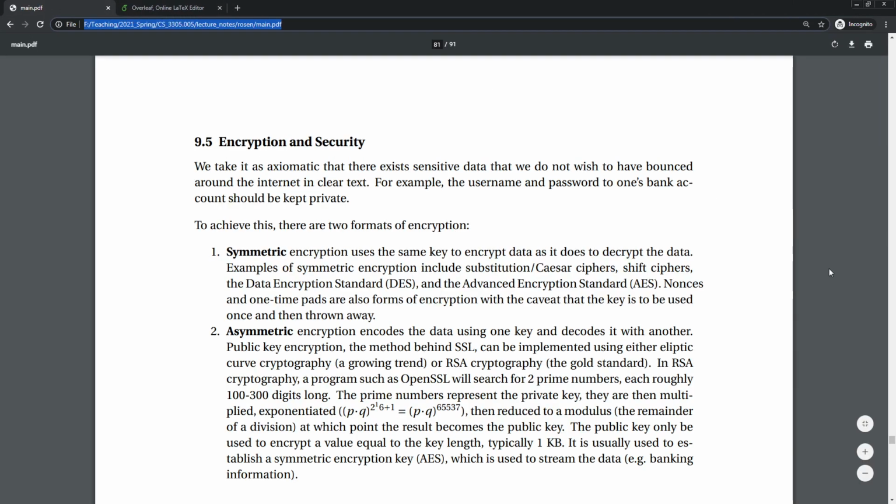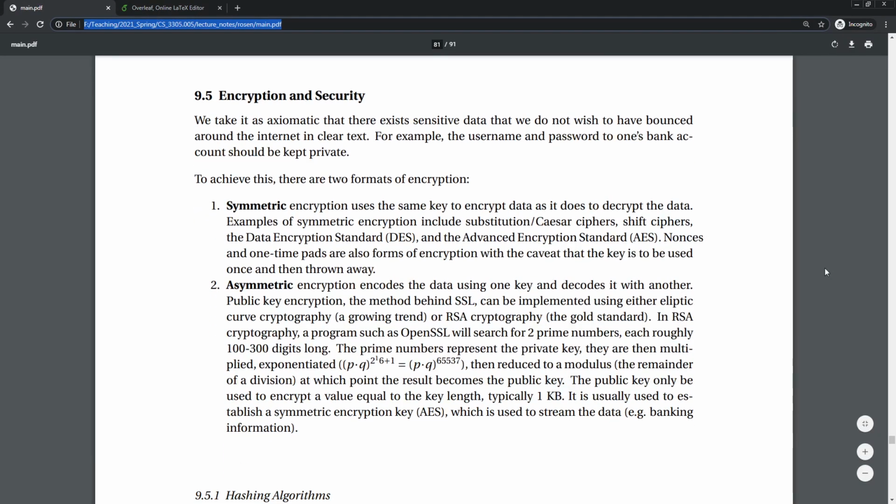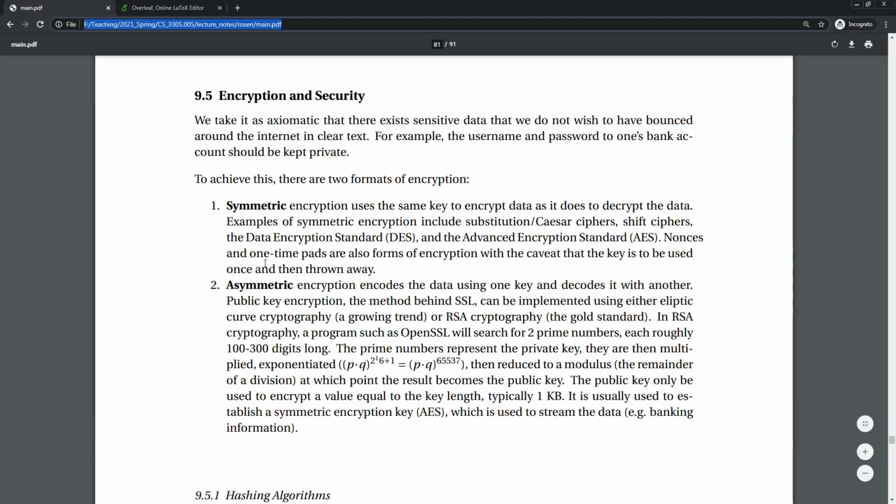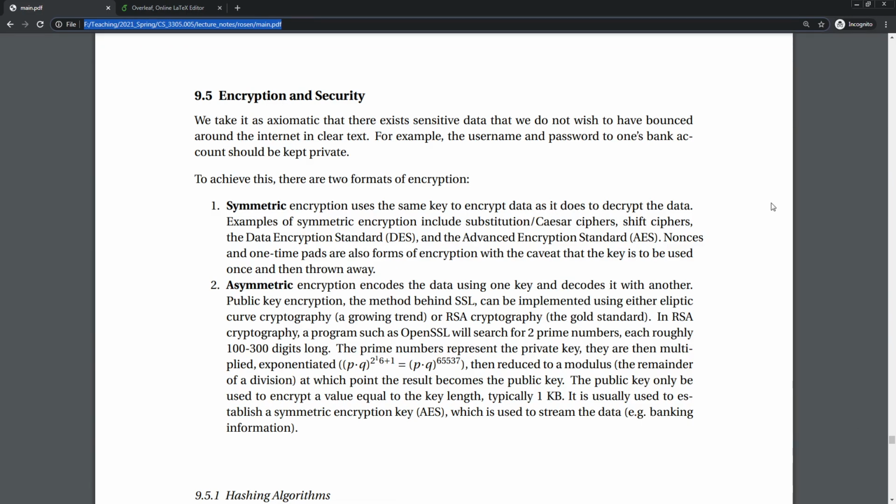Okay, so we left off with encryption and security. So encryption comes in two forms. There's symmetric encryption and there's asymmetric encryption. And the idea behind both is I have something that I want to share with some other user, but I don't want anyone else that's on the network to be able to decrypt it.